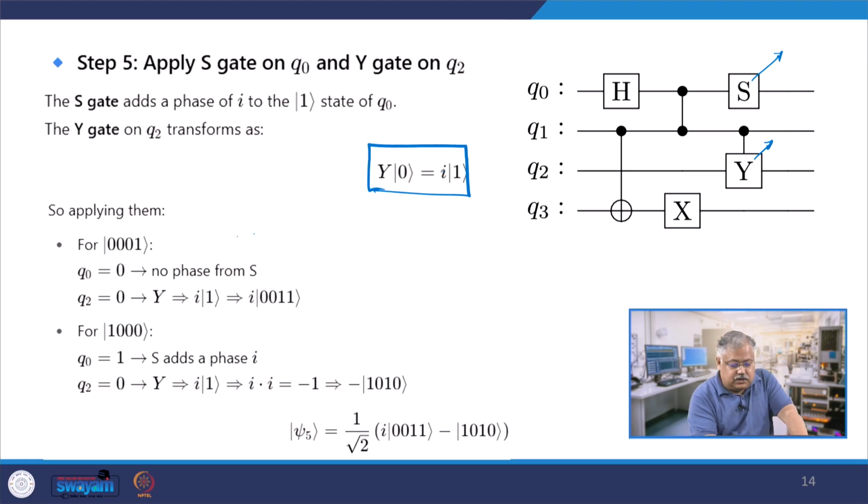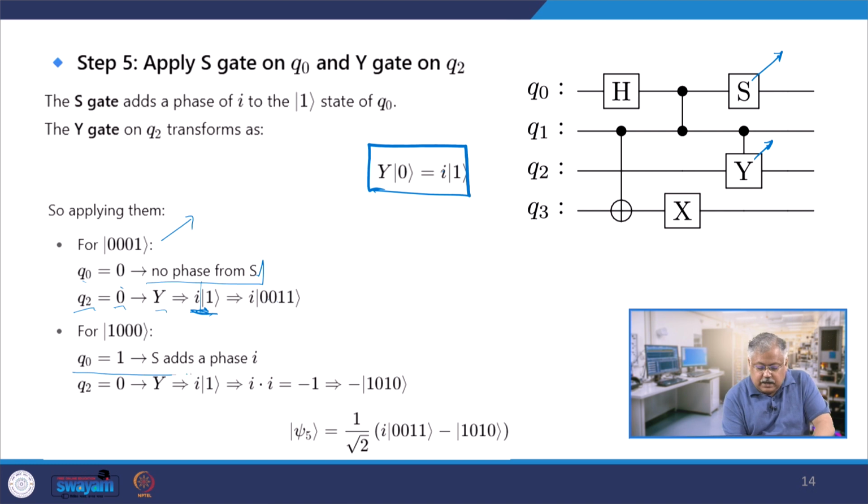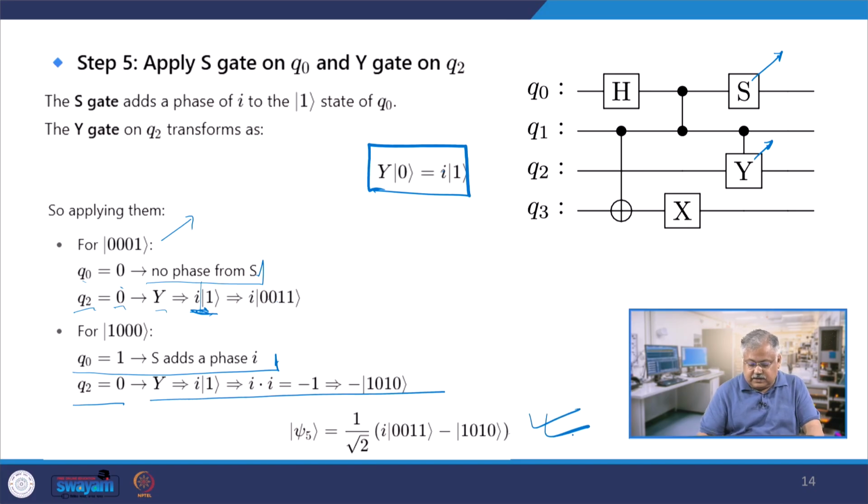So if you apply this concept on 0 0 0 1, Q0 equals 0, there will be no phase from S, but if Q2 equals 0, then Y becomes i of 1, which means i times 0 0 1 1. Similarly, for 1 0 0 0 state, if Q0 equals 1, then S adds a phase i, whereas when Q2 equals 0, Y becomes equal to minus 1 0 0, and you get the final value as psi 6.